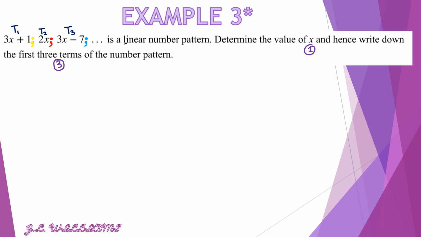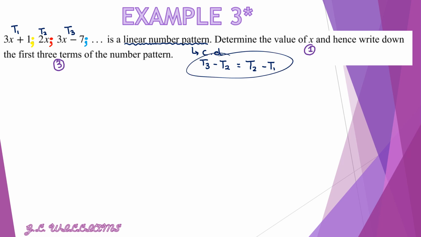Now, important that it's mentioned that this is a linear number pattern, because in a linear number pattern, you know that there is the constant difference, right? Meaning that when we say term 3 minus term 2, we get the same answer as saying term 2 minus term 1, okay? Because the difference between consecutive terms is the same. And so we need to apply this reasoning and that logic to be able to solve this number pattern.